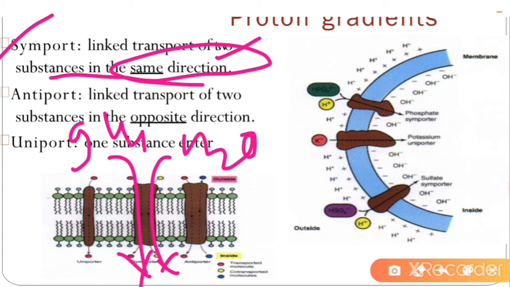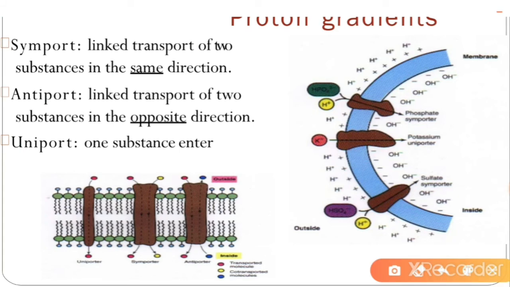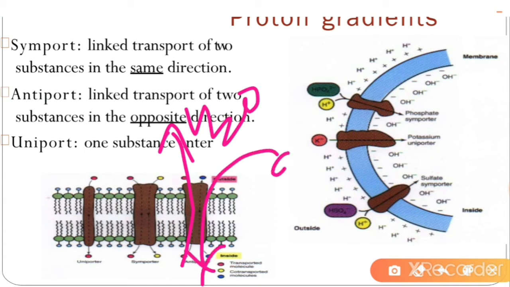Antiport means the two molecules are transported in the opposite direction. For example, the water is transported to the outside and glucose is transported to the inside. It is known as antiport. Uniport means only one substance will enter inside the cell, that is known as uniport.